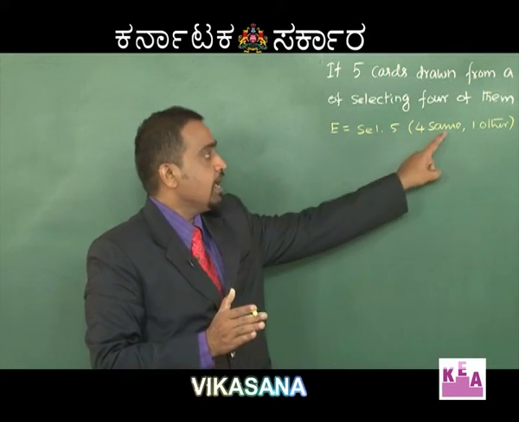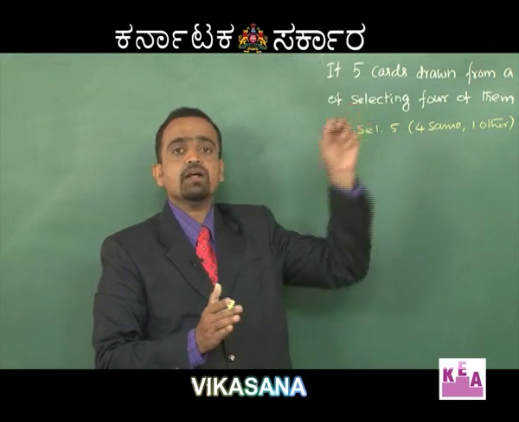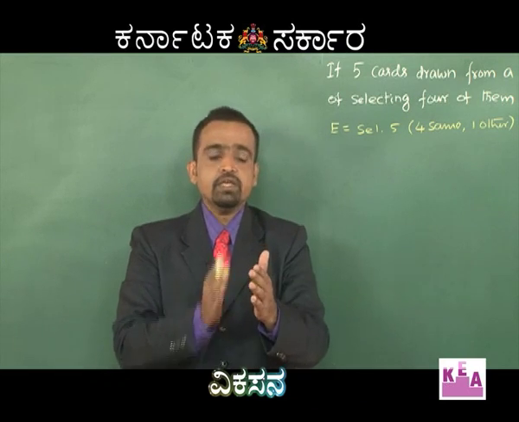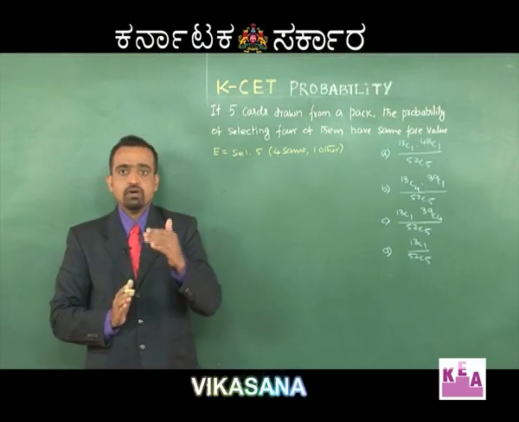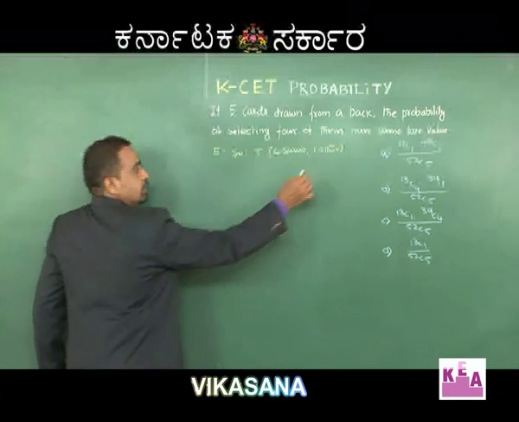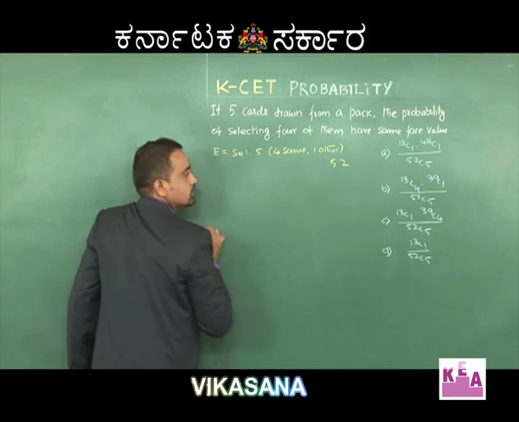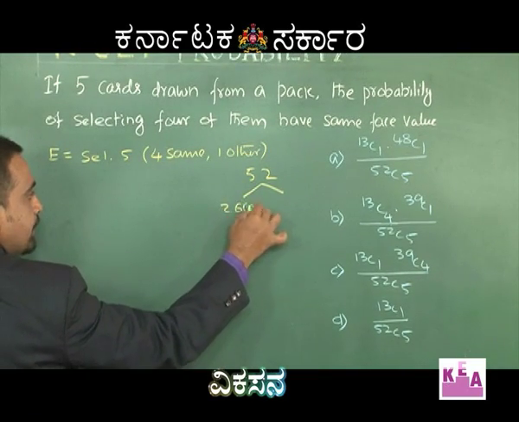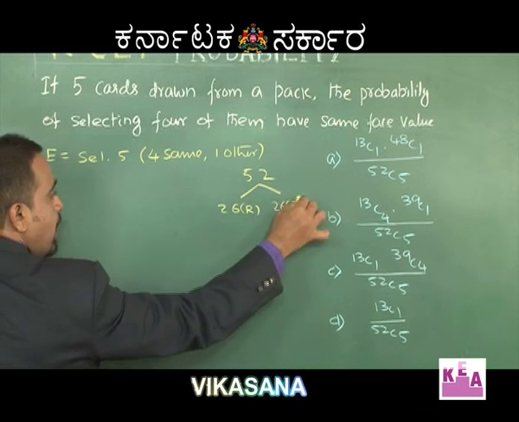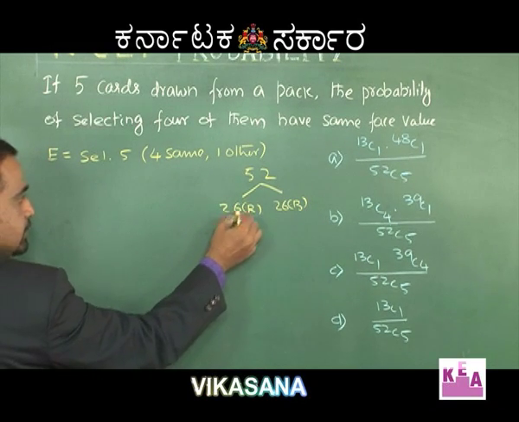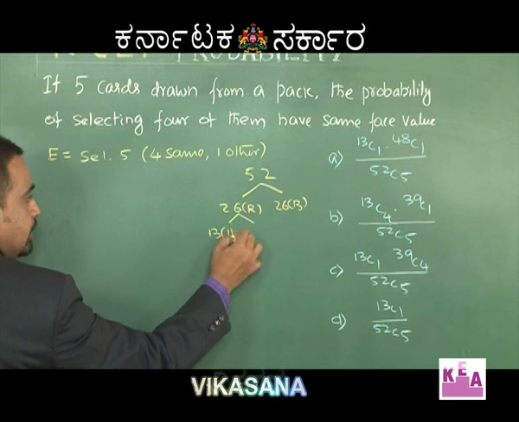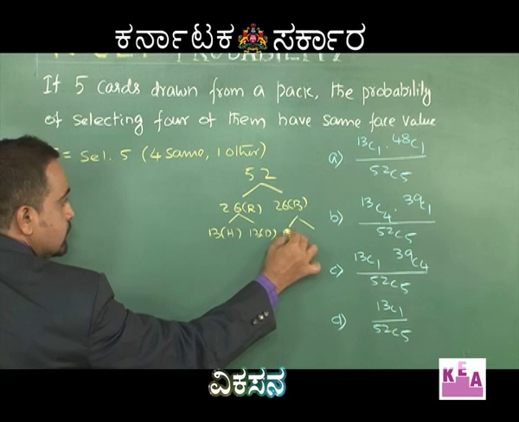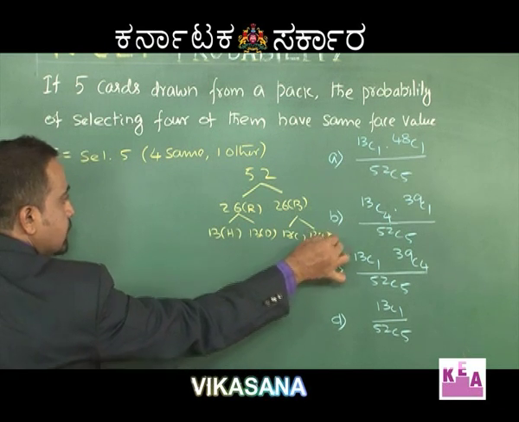But here the thing is having the same face value. In a pack of 52 cards, how many sets will be there which have the same face value? For this, look at this concept. In these 52 cards, there are 2 colors, 26 red cards and 26 black cards. Out of the 26 red cards, 13 hearts and 13 diamonds. Again 26 black, 13 clubs and 13 spades.